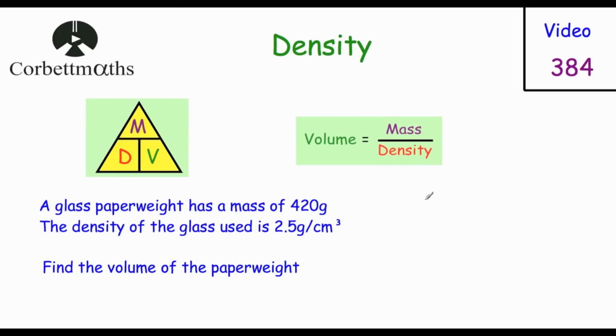So we're trying to find volume, so it's going to be volume equals mass. So the mass here is 420, and we're going to divide that by the density, which is 2.5. And when we do that, 420 divided by 2.5 is equal to 168. And in terms of our units, it's volume, so it's centimeters cubed. So the volume of the paperweight is 168 centimeters cubed.